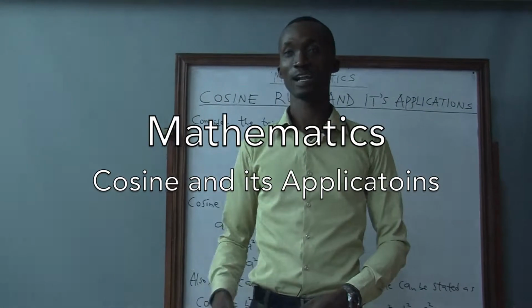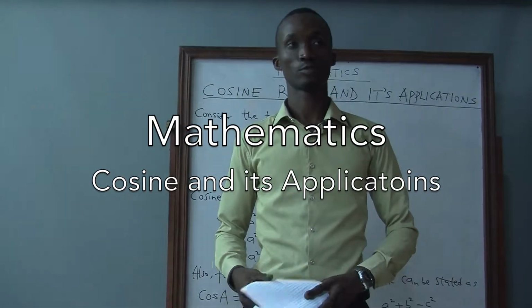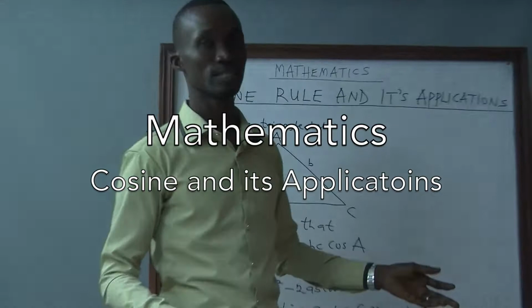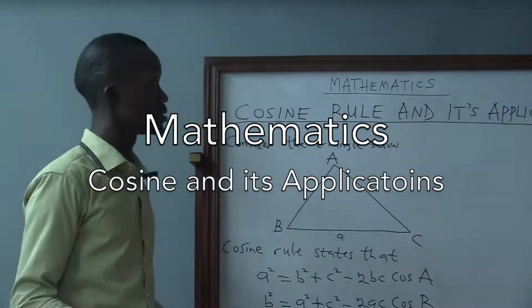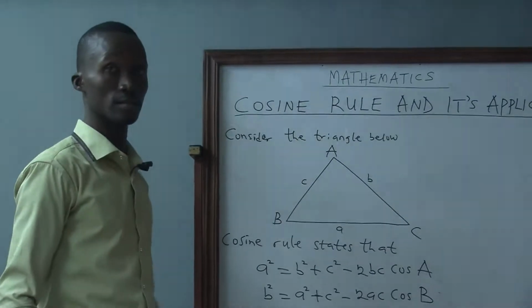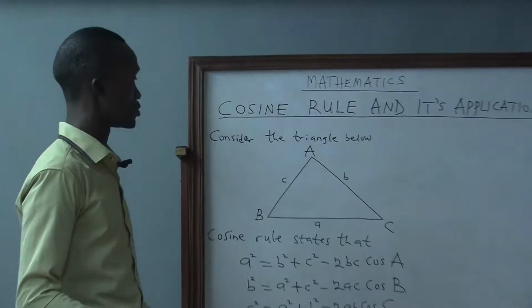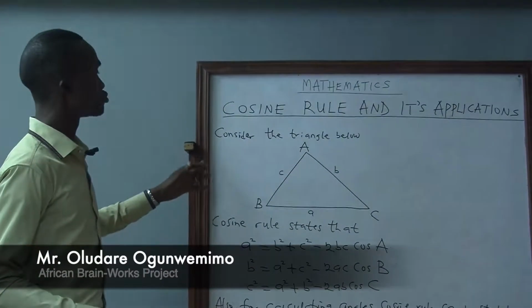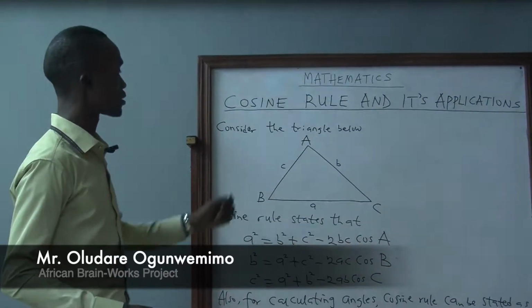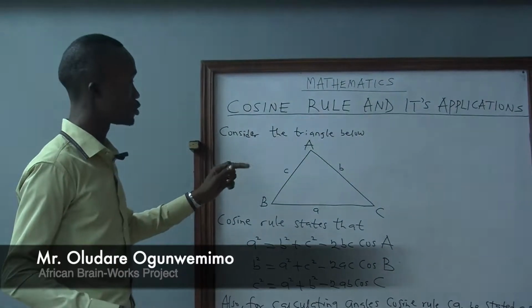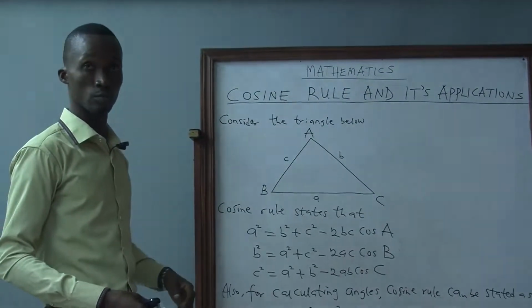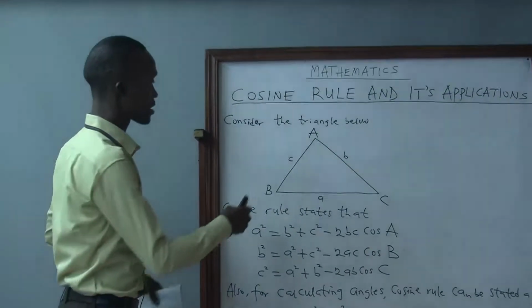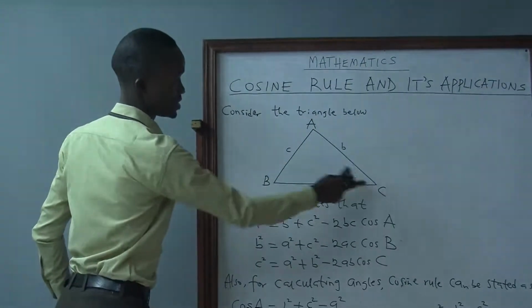We are moving to another lesson, and the topic of this lesson is cosine rule and its applications to bearing and distance and solving triangles. Now, to generate this cosine rule, we have to make use of a triangle which is not a right angle triangle, and we are considering this triangle ABC.